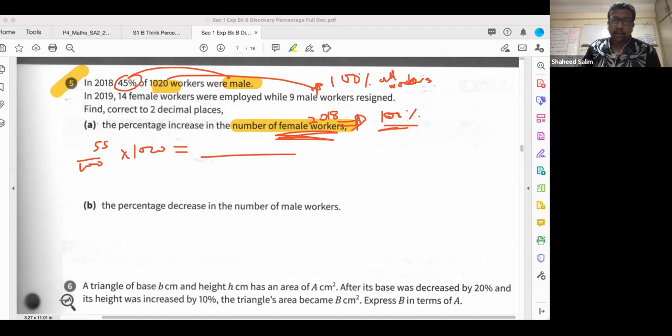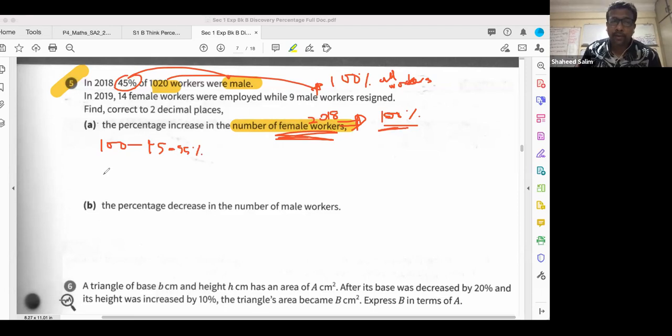Okay, we'll go through one by one. For those of you who are finding it difficult, please focus. So first of all, we need to find what is the number of female workers in 2018. Now, how do we do that? Let's try. We take 55%. Where do I get 55%? If 45% is male, 100 minus 45% gives you 55%. 55% is female. Okay, I hope this one is okay.